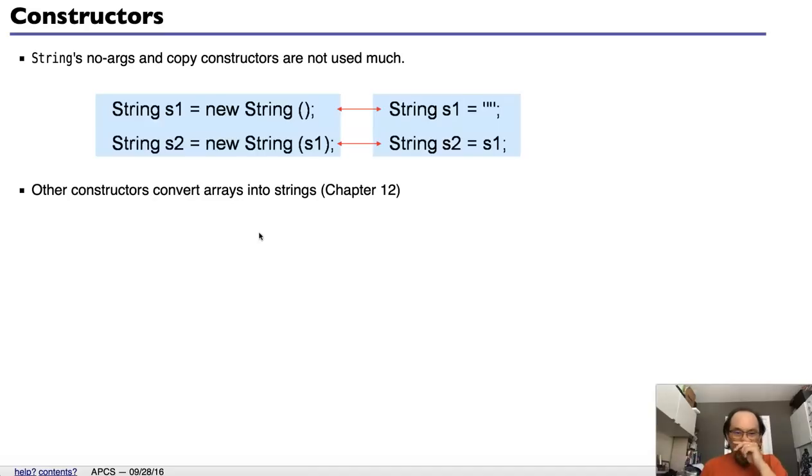Okay, constructors. There are a variety of constructors for strings, but typically you won't really be using them too much. Typically, when you make a string, you'll just use the literal string. You'll say something like s1 is equal to "hello". That would be the normal way of creating a string. You could use these string constructors over here to create an empty string or to copy a string, but again, they're not used much at all.